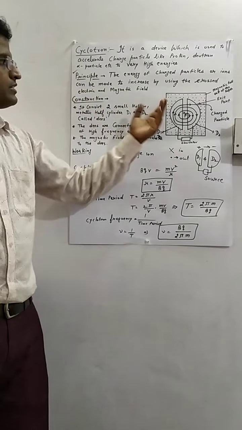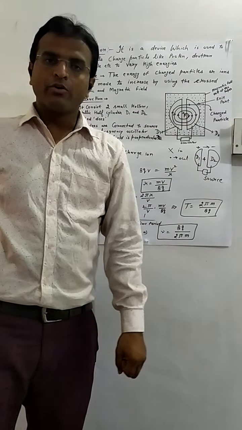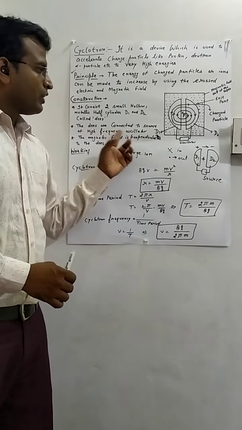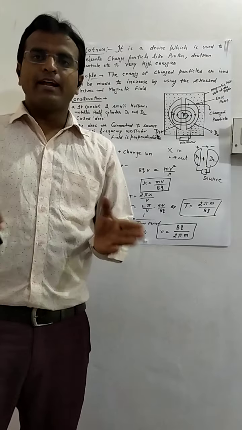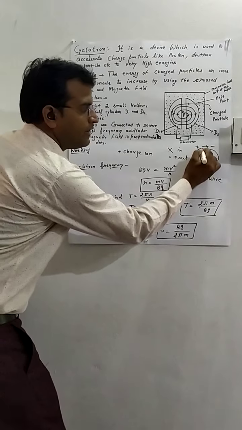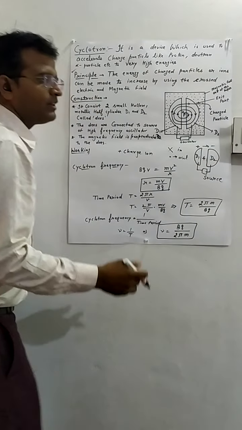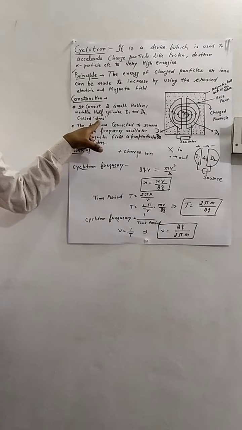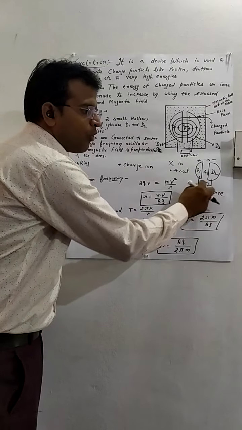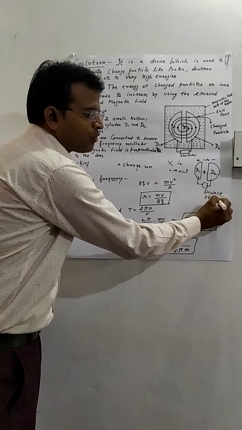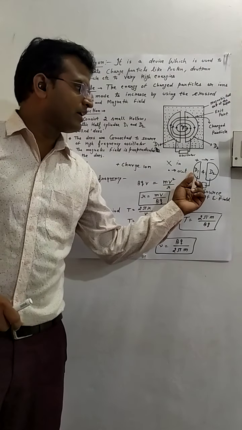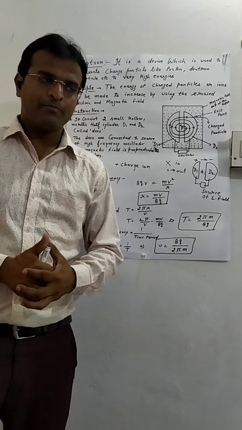Now, this is the diagram of cyclotron. A cyclotron consists of two hollow metallic half cylinders, D1 and D2, so they are called Ds. The two Ds are connected with a source of electric field. It means either D1 is positive and D2 is negative.